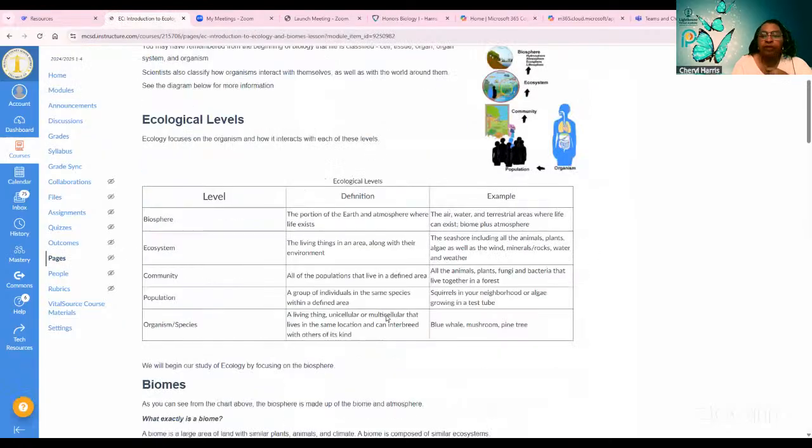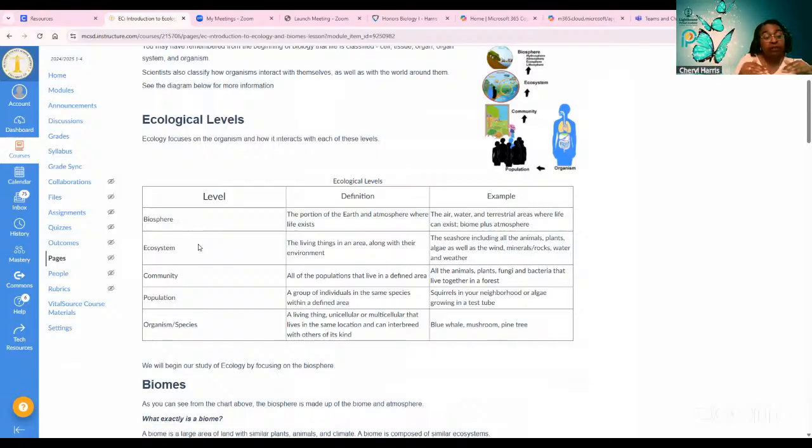So this little box right here, like I said, is sometimes represented as a pyramid where you have the biosphere as your broad level and it includes everything. And then you have your ecosystems, and there are several different ecosystems, and they describe different parts of the world. So you have aquatic ecosystems, you have terrestrial ecosystems, and they represent different areas where things live.